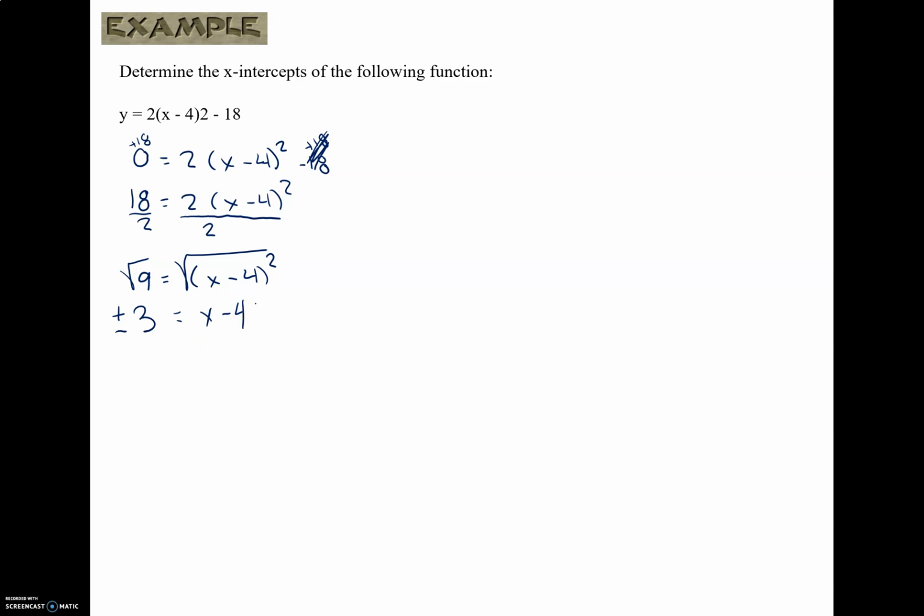So here, when I get to this point, I have to write 2 possibilities, so 2 equations. One possibility is when I have 3, that's positive. And the second is when that 3 is negative. You need to solve for both cases. So I got to solve for x. I'll add 4 to both sides so this can cancel out, and I get x is 7. And in the other scenario where 3 is negative, add 4 to both sides, and I get that x is equal to 1. So here are my 2 x-intercepts, 7 and 1.